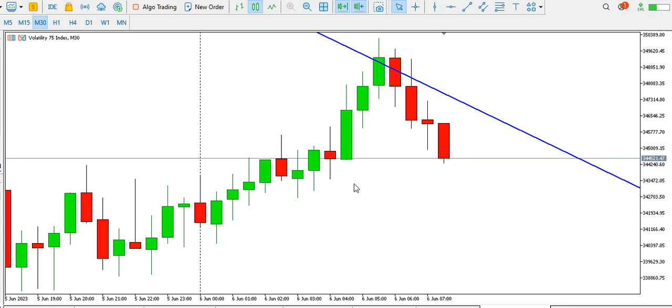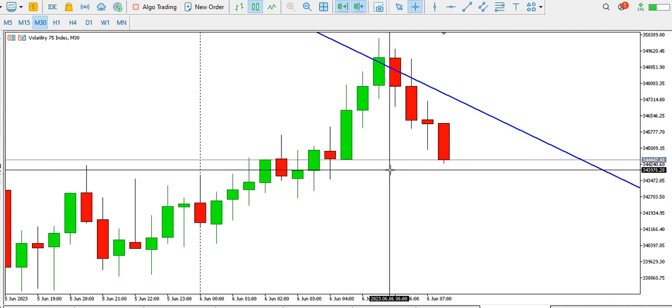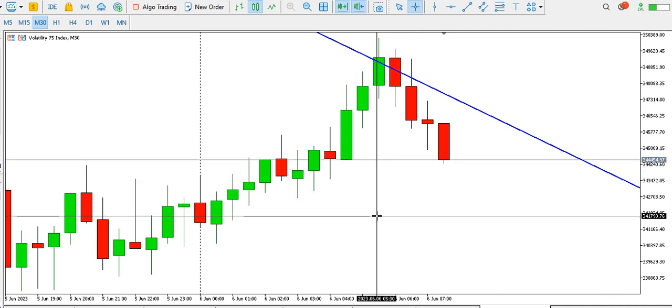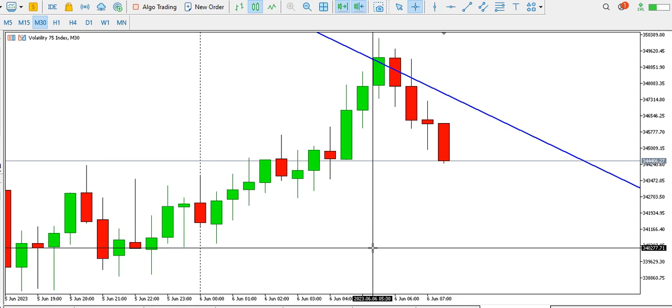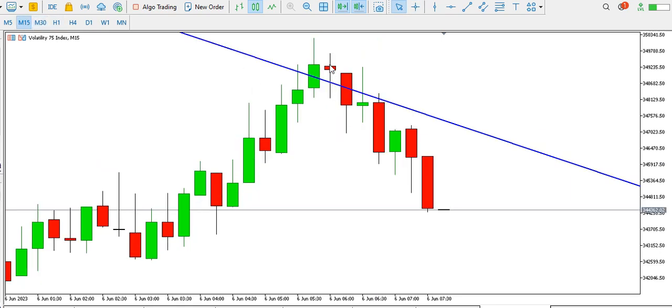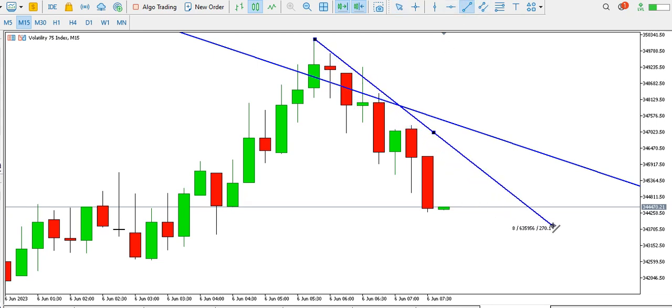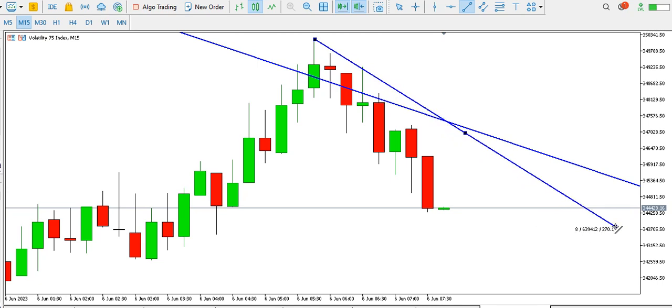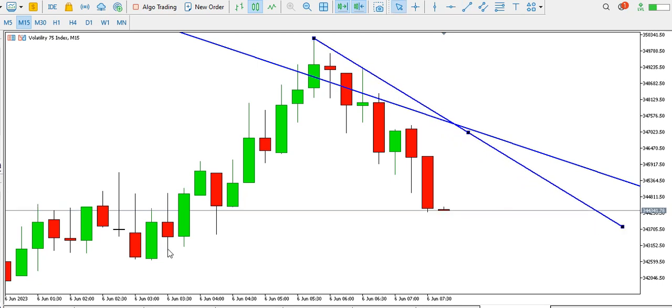We'll be expecting some level of demand around this point, then around this point, and then around this point. So that's that for the 30-minute time frame. On the 15-minute time frame, volatility 75 index is currently bullish. It's currently bearish, I beg your pardon. It's currently bearish as price continues to drop lower.